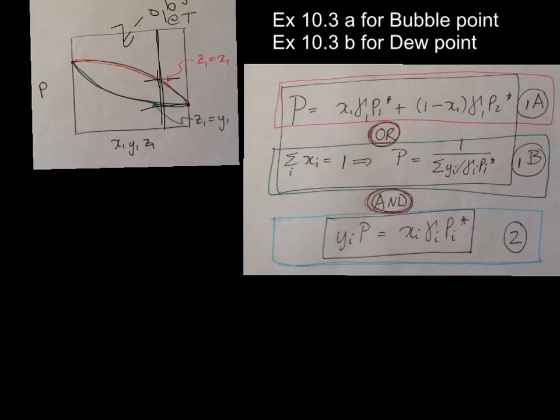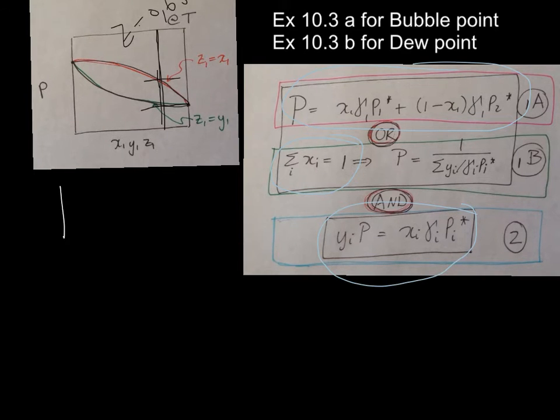Basically, it requires the solution of two simultaneous equations. Either equation 1, that the sum of the partial pressures must be equal to the total pressure, or that the sum of the mole fractions in the liquid phase must be equal to 1. That will be equation 1, and the second equation is of course the modified Raoult's law.